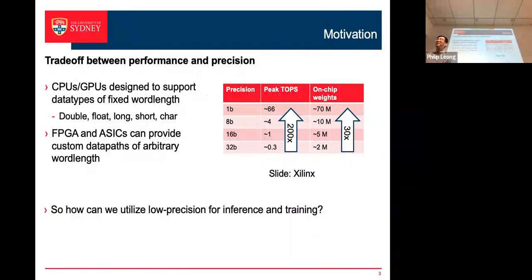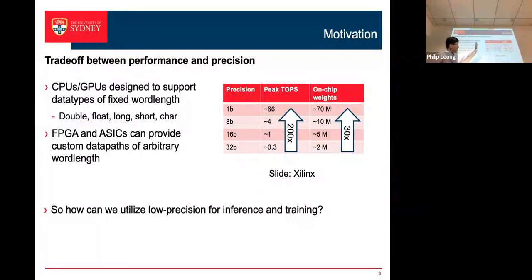Basically, in doing machine learning, there's usually a trade-off between precision and performance. CPUs and GPUs are designed to support data types of fixed word lengths, such as doubles, floats, longs, shorts, etc. And as we all know, FPGAs and ASICs allow you to create custom data paths and support arbitrary word lengths, which is one key optimization that can be exploited to achieve acceleration over things like GPUs.